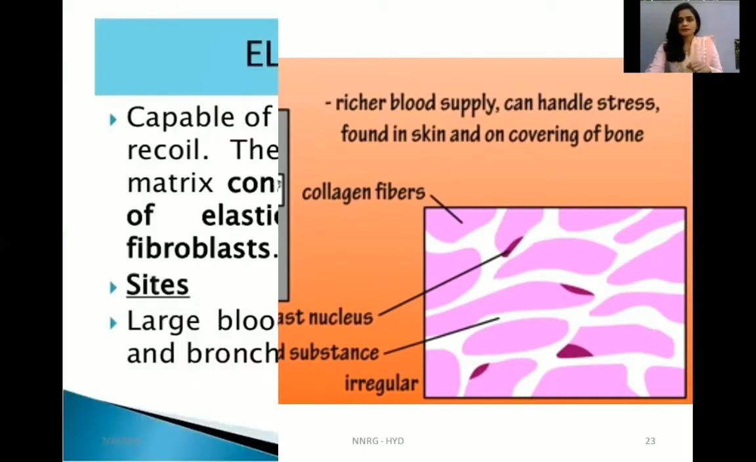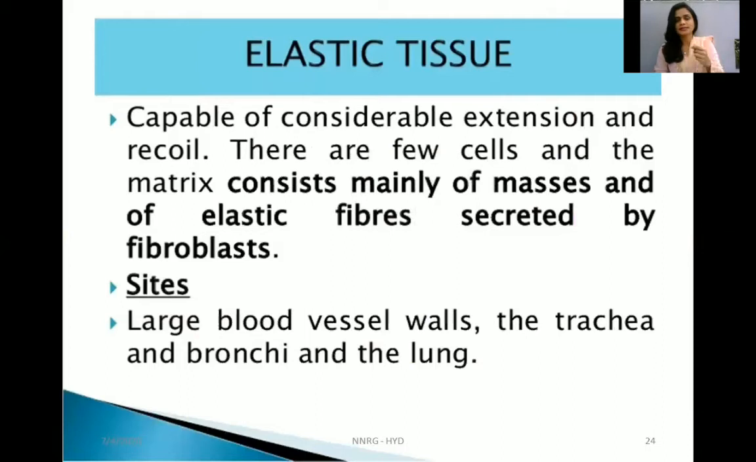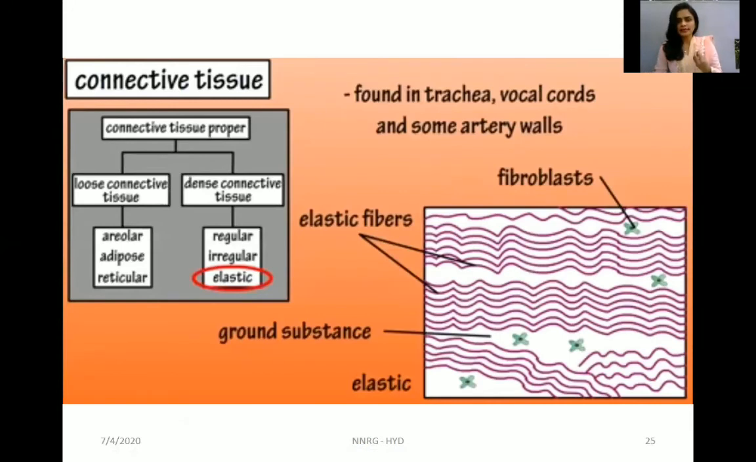Next, coming to the elastic tissue. The word itself indicates it can extend and it can recoil, so the extension and recoil flexibility is more. It mainly consists of masses of elastic fibers which are secreted by the fibroblasts. The sites where it is usually found are the blood vessel walls, the trachea and bronchi, and the lungs. In elastic tissue, wave-like fibers are present, wavy fibers with fibroblasts as their cells, and comparatively more ground substance present.